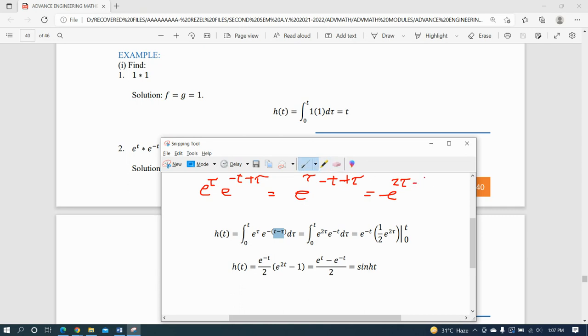Yan, so yan ang equivalent niya. Or this one is also equal to this one. Okay? So, law of exponents, guys. Ginawa kong ganyan para mas madali siyang i-integrate.